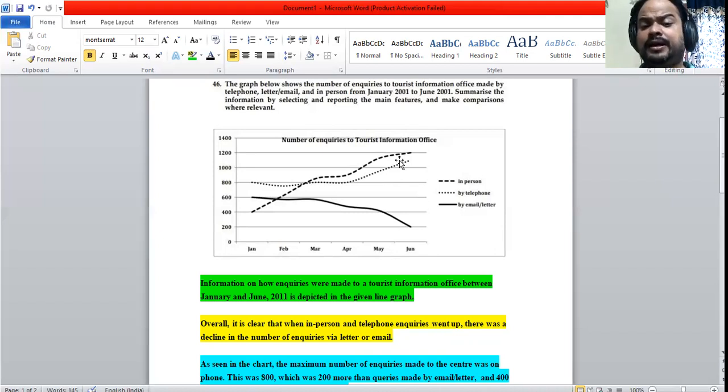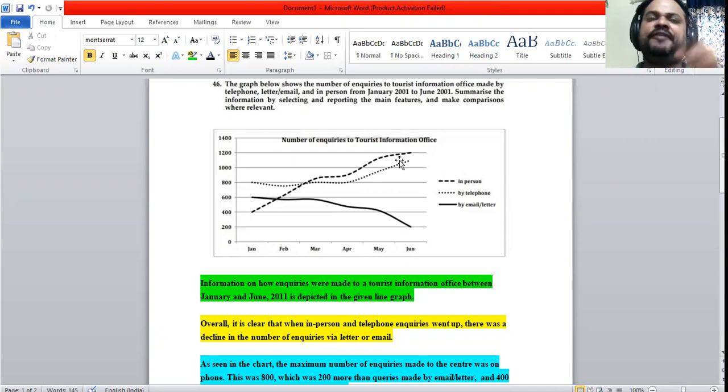Now let's see what is there in the introduction. Information on how inquiries were made to a tourist information office between January and June 2011 is depicted in the given line graph. So how were inquiries made to the tourist information office between this point and this point? That information is depicted here. The time frame is given, and it is in the past tense, so it is 2011. The time frame is very clear.